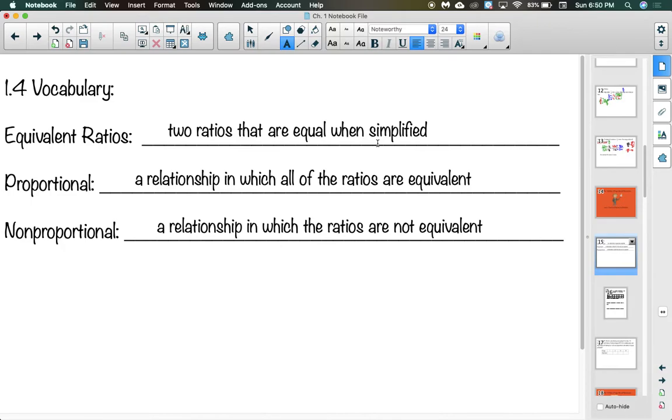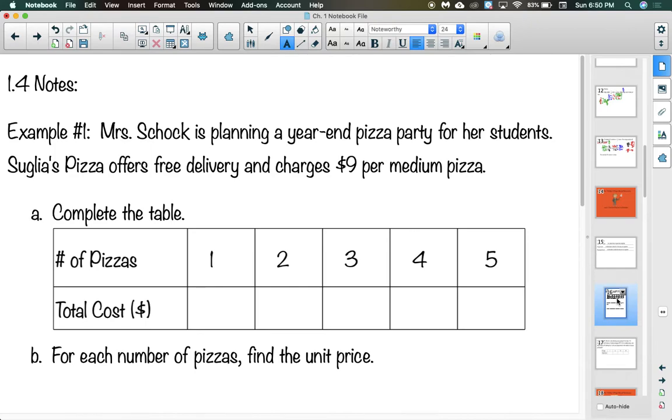A proportional relationship is a relationship in which all the ratios are equivalent. So if a relationship is proportional, then all of the ratios will be equivalent. If we take all the ratios and we simplify, or if we turn them all into unit rates, we will see that they're all equivalent. Non-proportional is a relationship in which the ratios are not equivalent. So obviously proportional and non-proportional are opposites or antonyms. So let's see an example of how to identify relationships that are proportional or non-proportional.